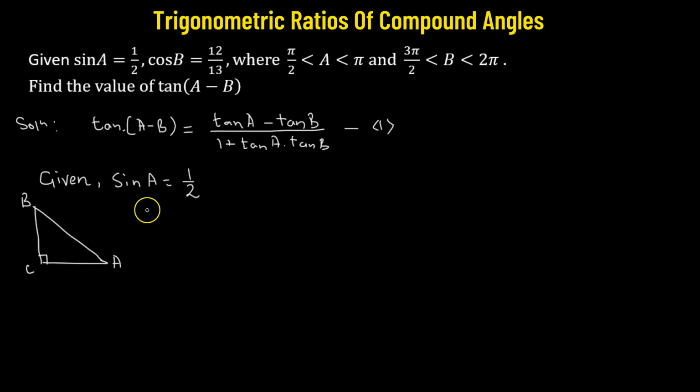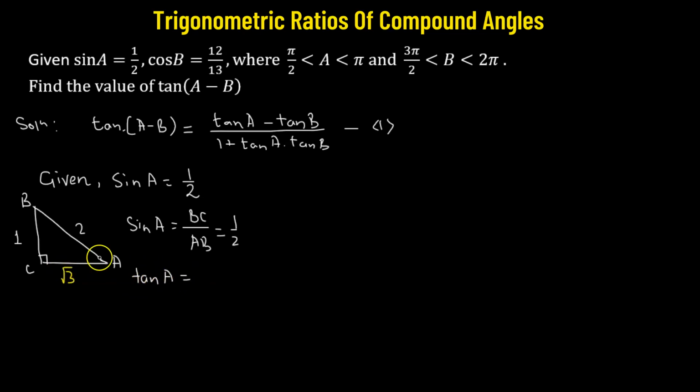Now, sine of angle A is defined as the ratio of the perpendicular, which is BC, to the hypotenuse, which is AB. Since this ratio equals 1/2, we can consider BC to be 1 unit and AB, the hypotenuse, to be 2 units. Now, ABC being a right angle triangle, we can use the Pythagoras theorem to find our third side, AC, which is simply going to be square root of 3. Now that we have the third side AC, we can use this to find the value of tangent of angle A.